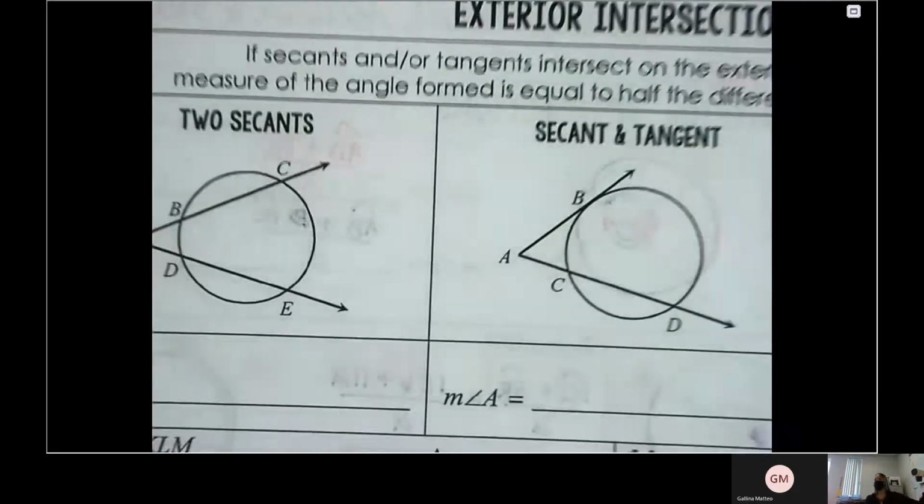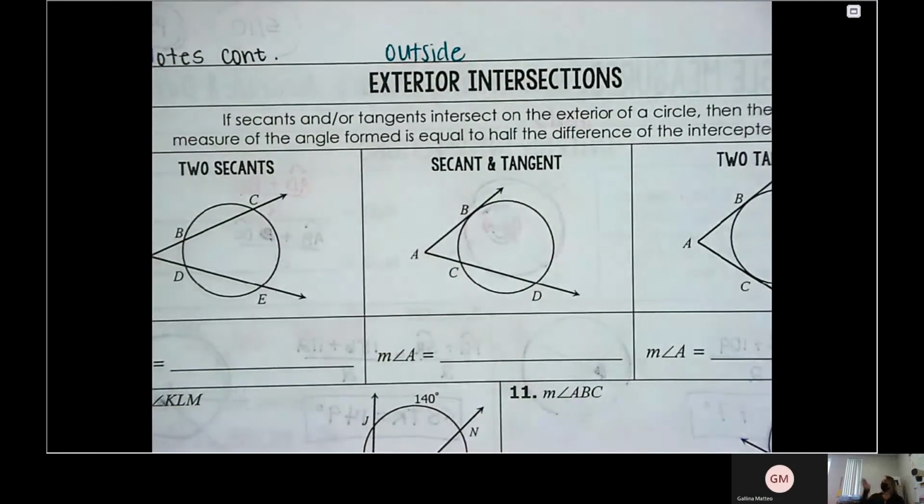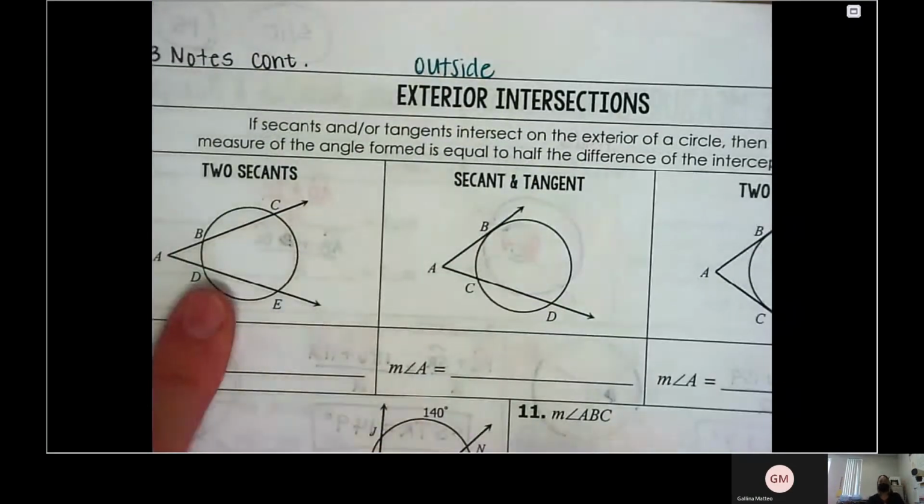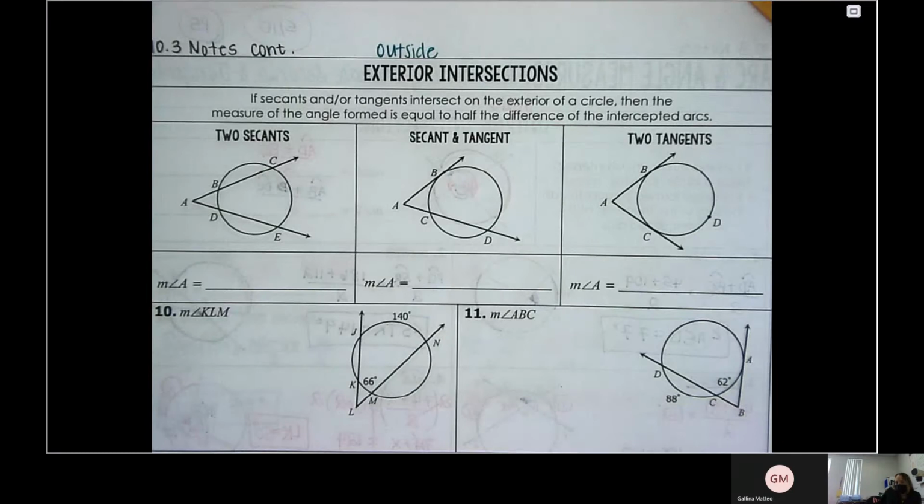Exterior intersections. What does exterior mean? Outside of the circle. Okay, so this time we did ones that were inside the circle. We did one that was on the circle. Now we're doing lines that are outside of the circle. Now, while there are 3 different kinds of ways that you can have lines that intersect on the outside of the circle, the rule for all 3 of them is going to be exactly the same thing.